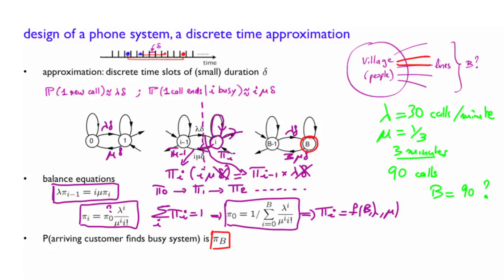How much larger than 90? Well, this is a question that you can answer numerically. By looking at these formulas, if you decide that your acceptable level of service pi of B has to be less than 1%, then you will find that the B that you need to design is to be at least 106. So you actually need some margin to protect against the fluctuation if suddenly, by chance, more people want to talk than on an average day. And if you want to have a good guarantee that an incoming person will have a very small probability of finding a busy system, here 1%, then you will need about 106 phone lines.